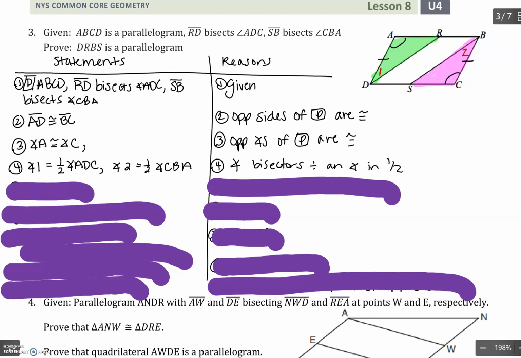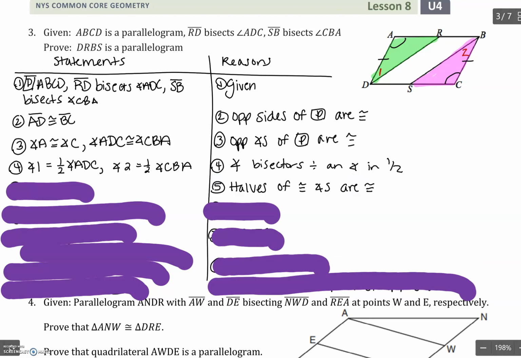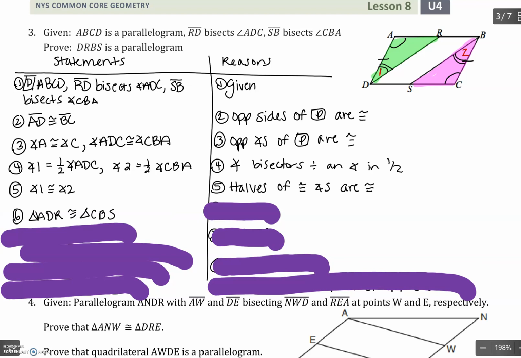So I can throw that into my step 3 and also say that angle ADC is congruent to angle CBA. All right. Now, since I know angle 1 and 2 are both half of those and they're the same, I can say halves of congruent angles are congruent. And that would mean that angle 1 has to be congruent to angle 2. Next, if you look, I have my 3 pieces, so my triangles are going to be congruent, and the reason is angle, side, angle. So now I'm on to CPCTC. That's the only thing that can come next.